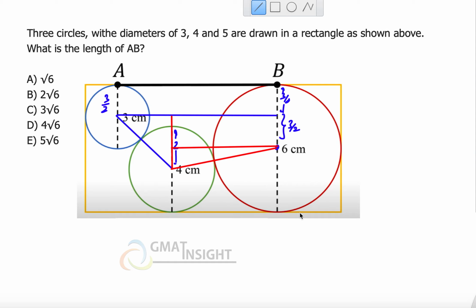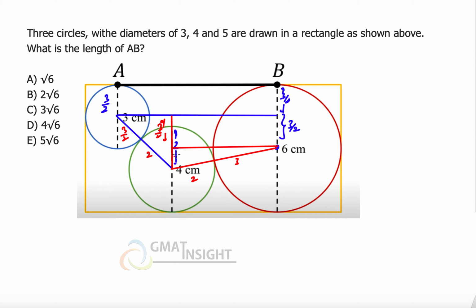Alright, so let's quickly see. This is 3 by 2, so this part also will have the length 3 by 2, and this particular distance will be 3 by 2, and this distance will be 2. So if we knew this part, we can find out this distance, and similarly we know that this particular distance is 2 plus 3, that is 5. So if we knew this distance, we can find out this distance as well. So now the only question that we have is to find out this particular distance.